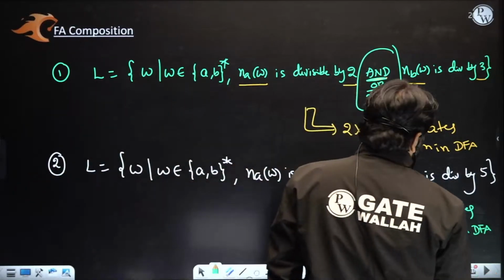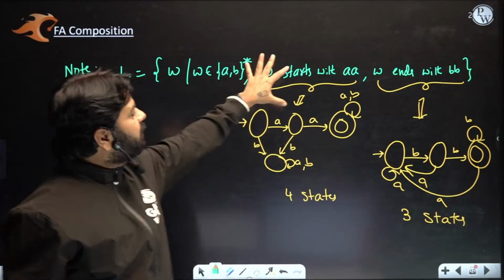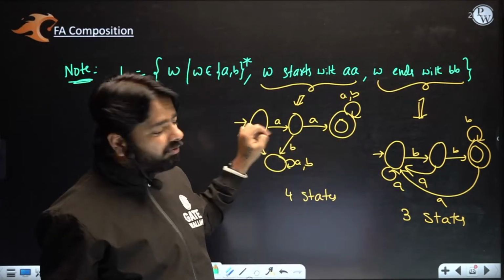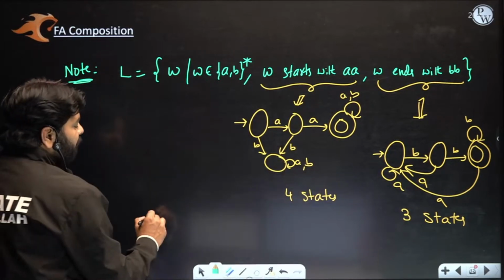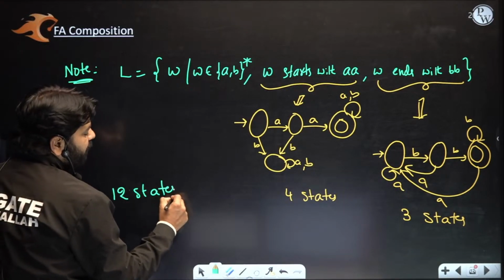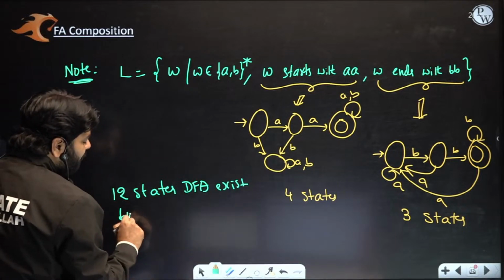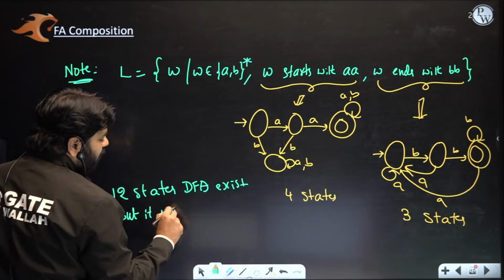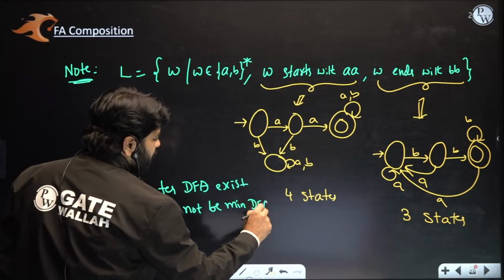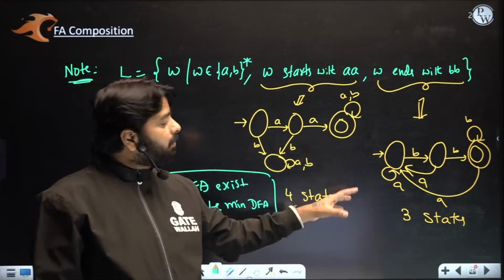Now please do not apply the same formula for all, because here there is a condition, there is a condition, and here you will have 3 states, here you have 4 states. 4 multiplied by 3, you will have a 12-state DFA, no doubt. A 12-state DFA exists, but it will not be minimum. So that's why 4 into 3 will not work to find the minimum number of states.